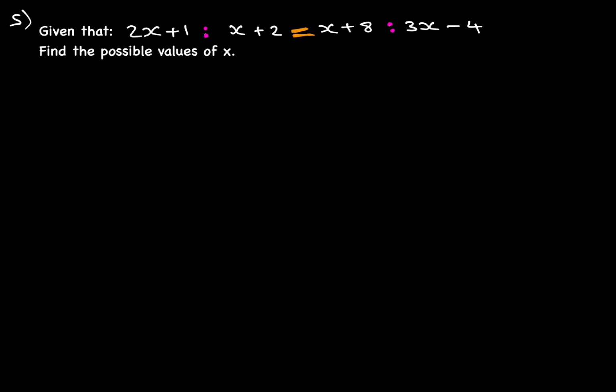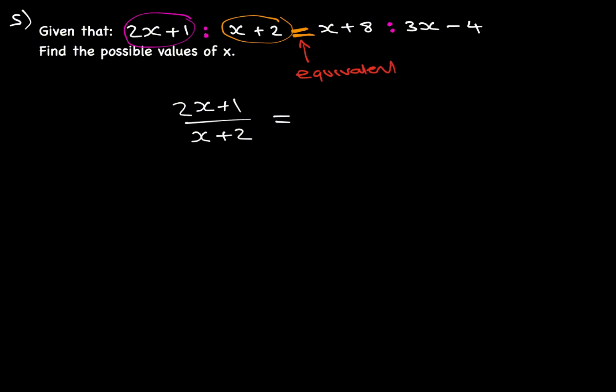Using that concept, I'm going to take this 2x plus 1 and make it over the x plus 2. So I'm going to do 2x plus 1 over x plus 2. And I'm going to make it equal to, sometimes they use the word equivalent, by the way. So if they say this ratio is equivalent to that ratio, just make them equal to each other. And coming back, I'm going to make the first one the numerator and the second ratio the denominator. So I've got x plus 8 over 3x minus 4. And that's all you have to do.